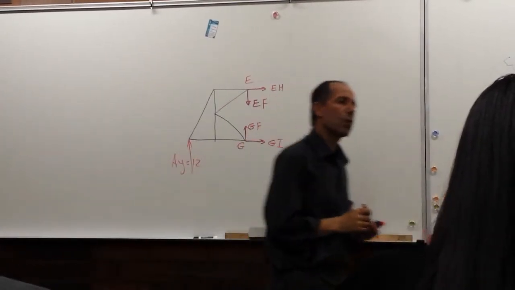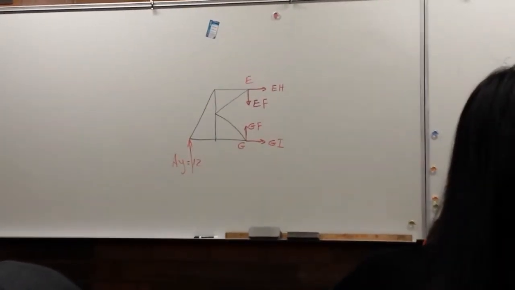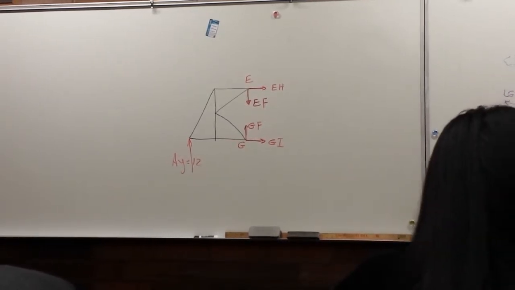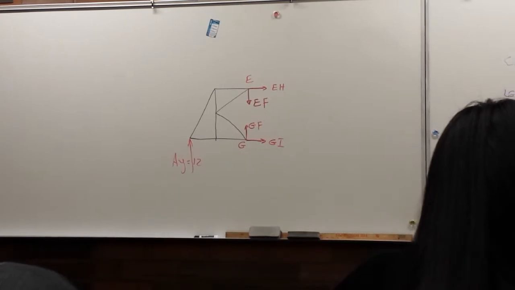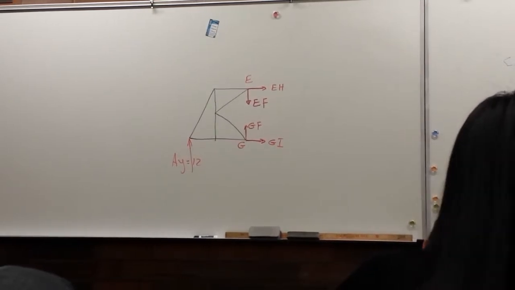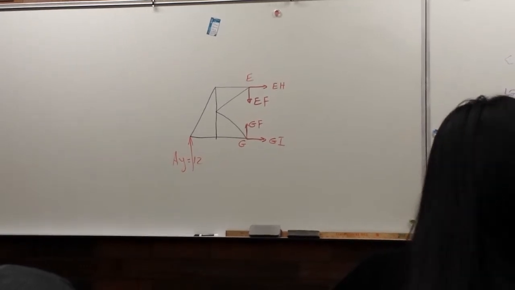Did you notice how I called all of them? Look how I named them. I called EH, not HE. I call it EF, not FE. I call it GF, not FG. I call it GI. Why? These are vectors. We call them from tail to head. All vectors, okay?